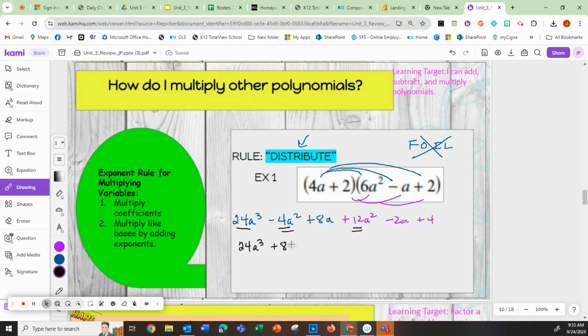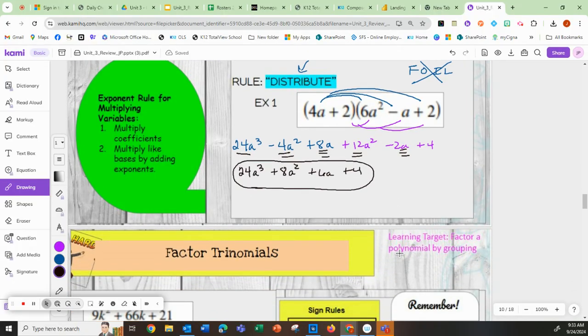They're going to combine to be +8a squared. I have 2 a terms. They're going to combine to be +6a, and then the +4. And then that would be your final answer, because none of those terms are like terms.